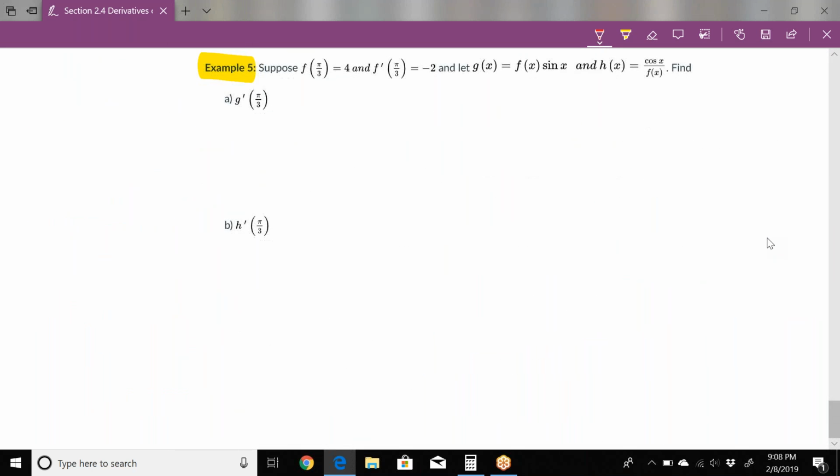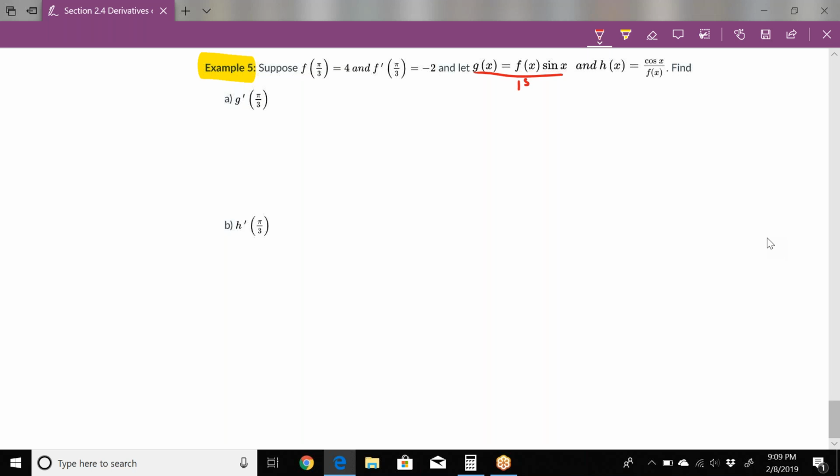And then this is our last example from this section. We are supposing that f of pi over 3 is 4 and f prime of pi over 3 is negative 2. And then they gave us some combination functions. g of x is f of x times sine x, and then h of x is going to be cosine x over f of x. So let's work with the g first. So we want to take g prime of x.